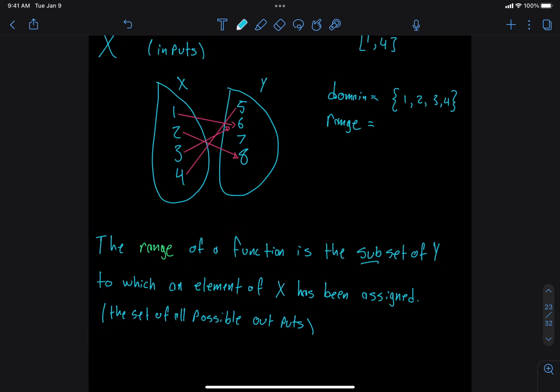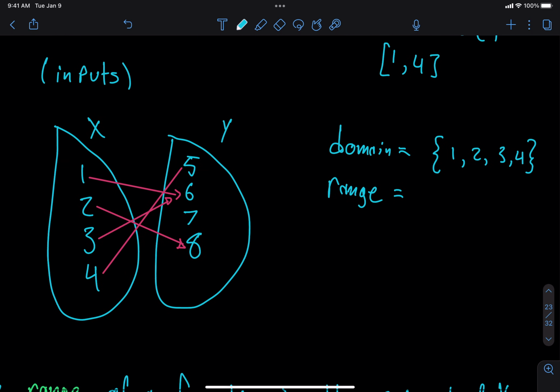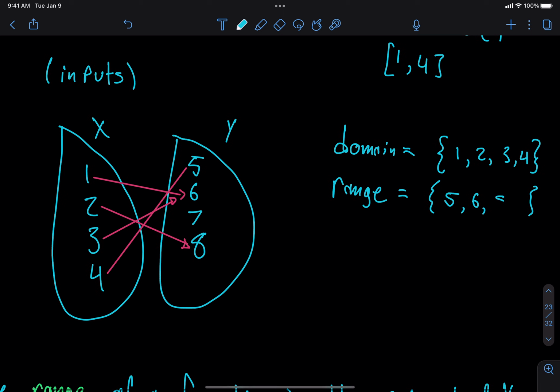So what am I going to get here? I'm going to do some squigglies here, and then another squiggly on the right. And then what numbers should I put in the range? 5, 6. Any others? And 8. How about 7? No, I'm not going to put 7 in because 7 is not mapped to by any element in x.